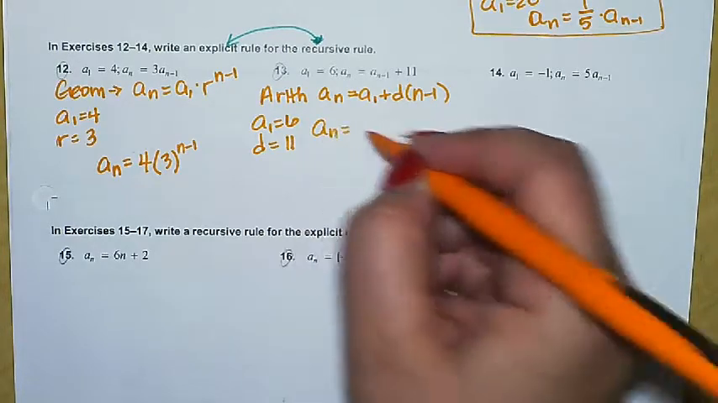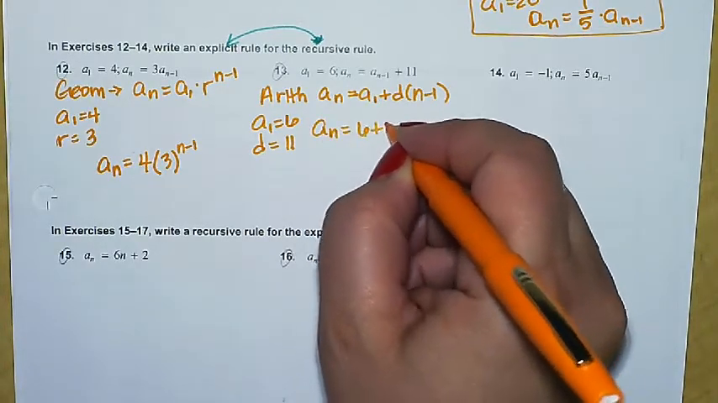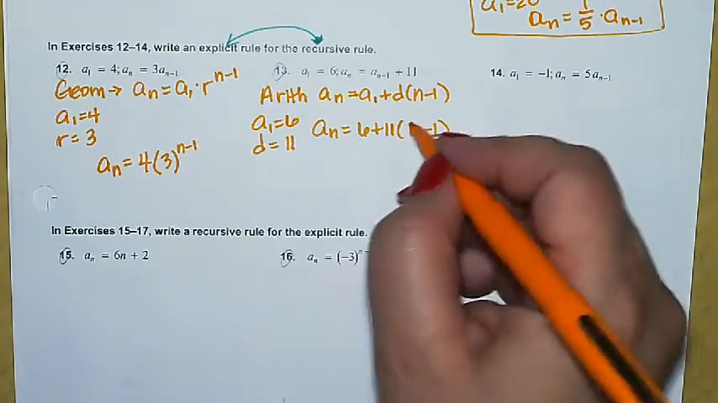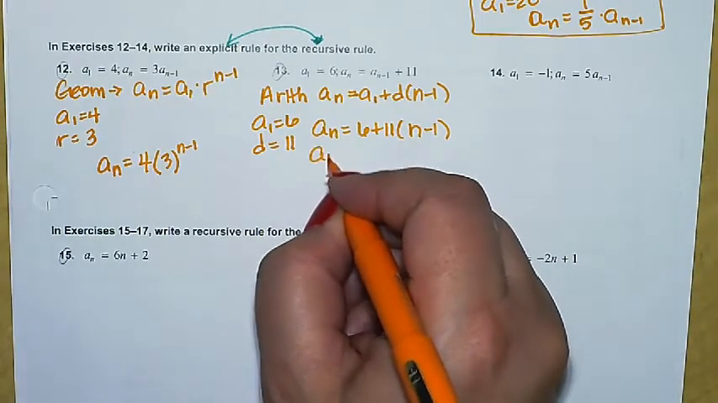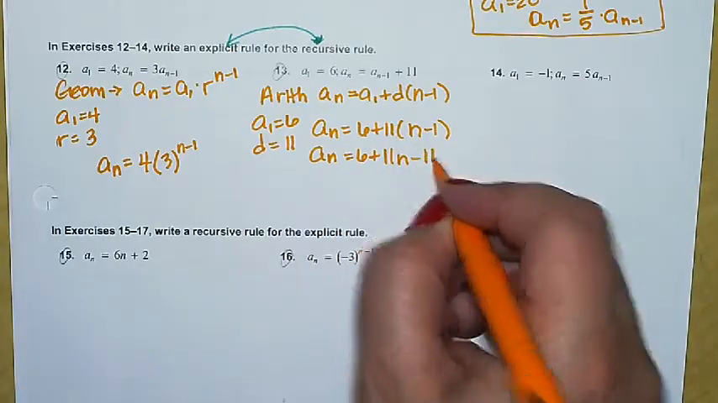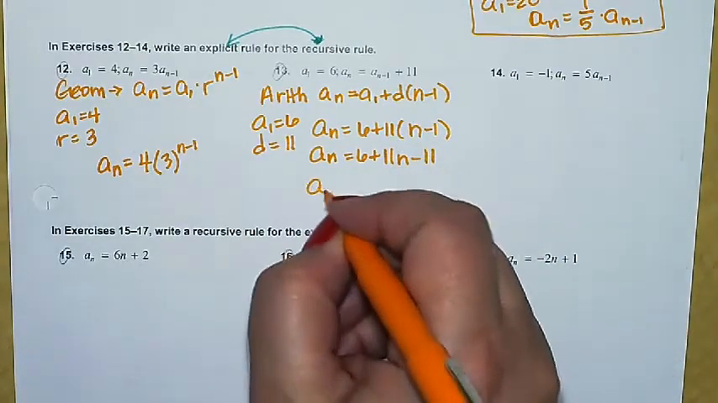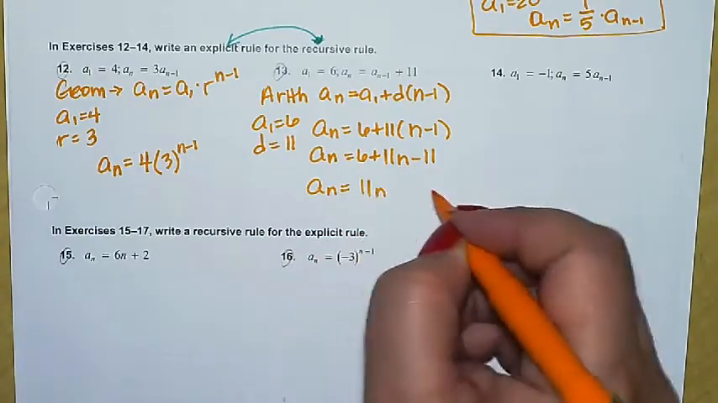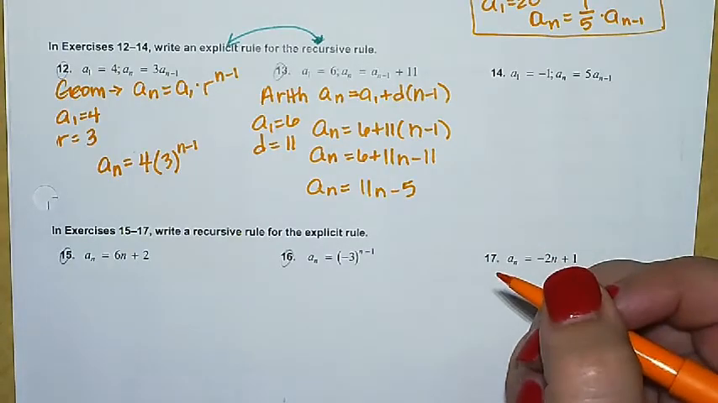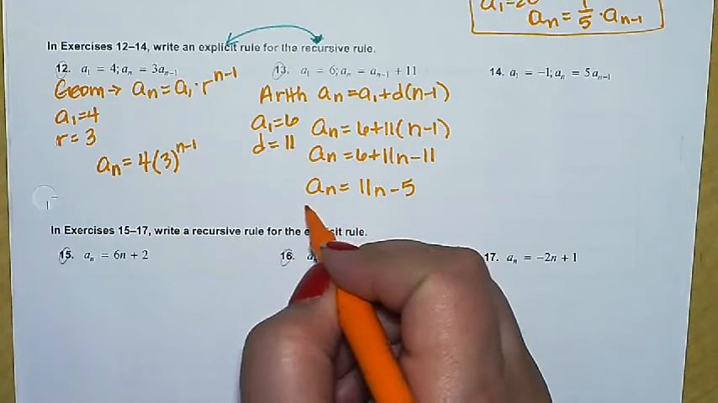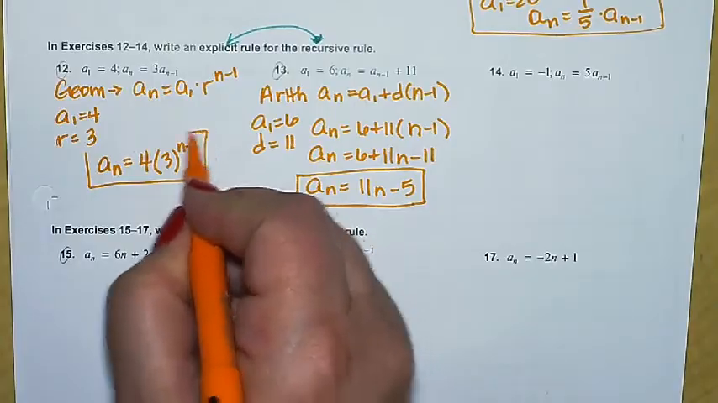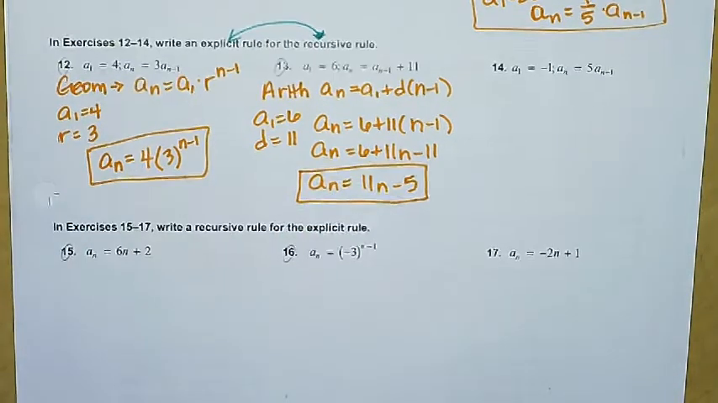So I can find any term as long as I know I'm starting at 6 and then adding 11 n minus 1 times. And remember, we simplify this one, so we'll distribute that 11. We'll do 11 times n and 11 times that negative 1. And then we'll combine our like terms. So the final arithmetic explicit here would be 11n minus 5. And then I could use that to find any term in that sequence that my heart desires.